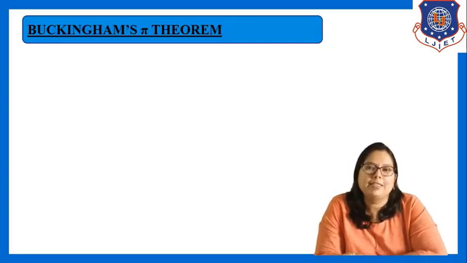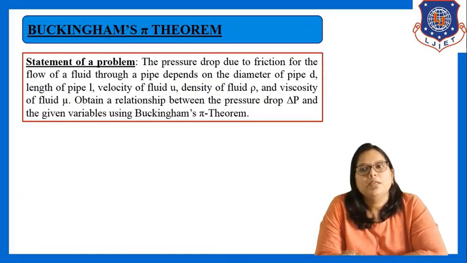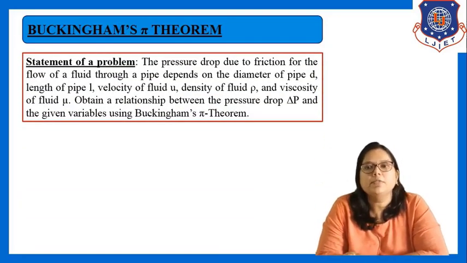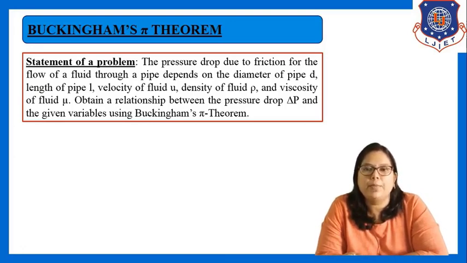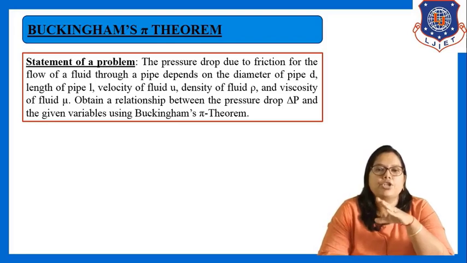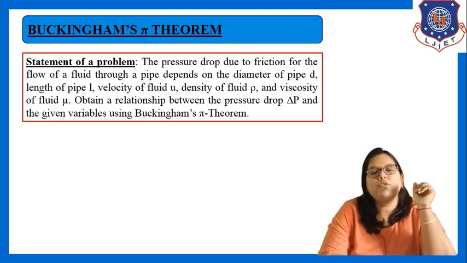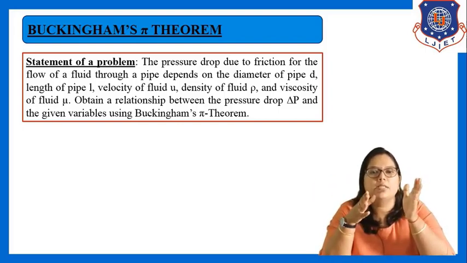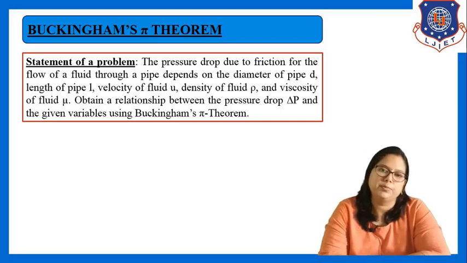Now let us see the second method, Buckingham's pi theorem. This is the statement of a problem. Pressure drop due to friction for the flow of a fluid through a pipe depends on the diameter of pipe d, length of pipe L, velocity of fluid U, density of fluid ρ, viscosity of fluid mu. Obtain the relationship between pressure drop delta P and given variables using Buckingham's pi theorem. Delta P pressure drop depends on these variables. So we have to come up with a relation that represents the relation between pressure drop and these variables in the form of dimensionless groups.